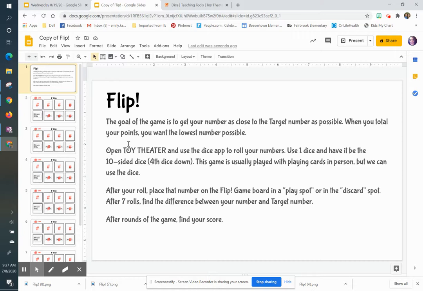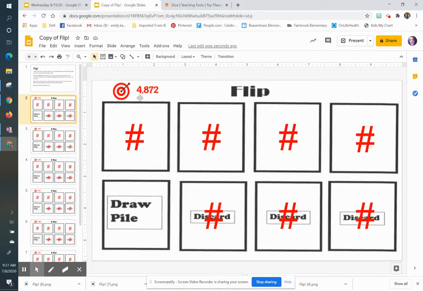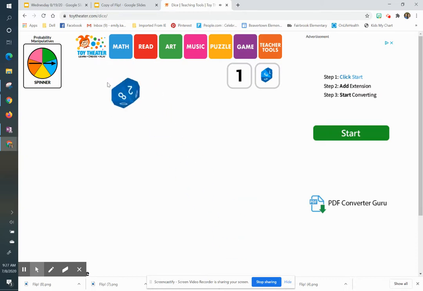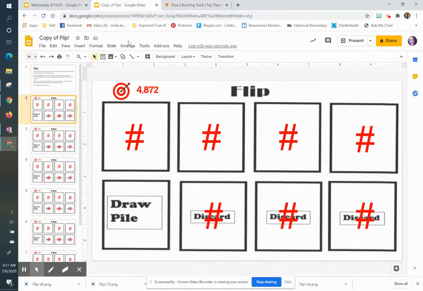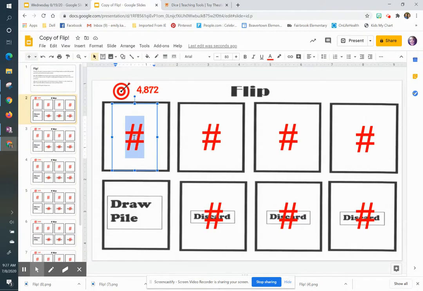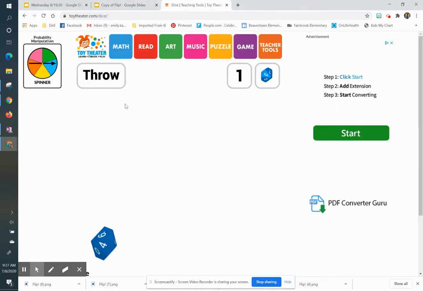So again, your whole entire goal is to get as close to your target number as possible. So in this example round, your target number is going to be 4,872. Let's roll the dice and see what we get the first time. We end up with a 4. That's amazing. I'm going to put a 4 in the thousands place because I'm trying to get as close to this number as possible. Now, there are play piles and there are discard piles.